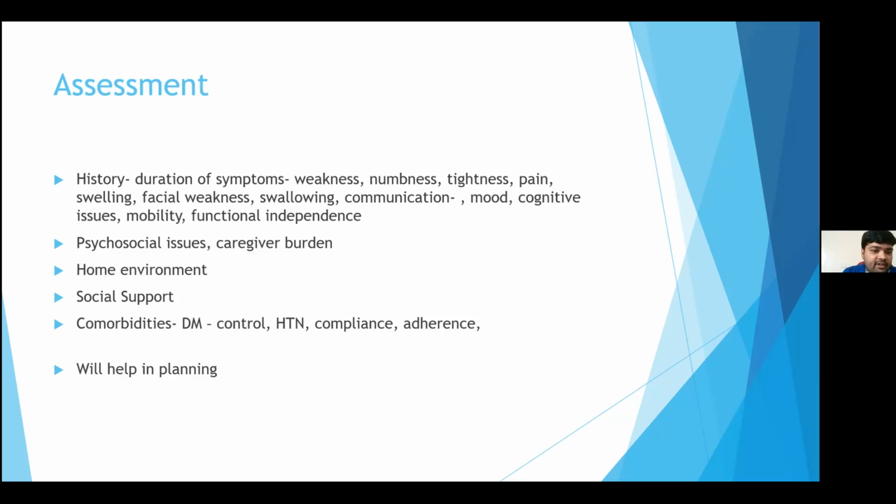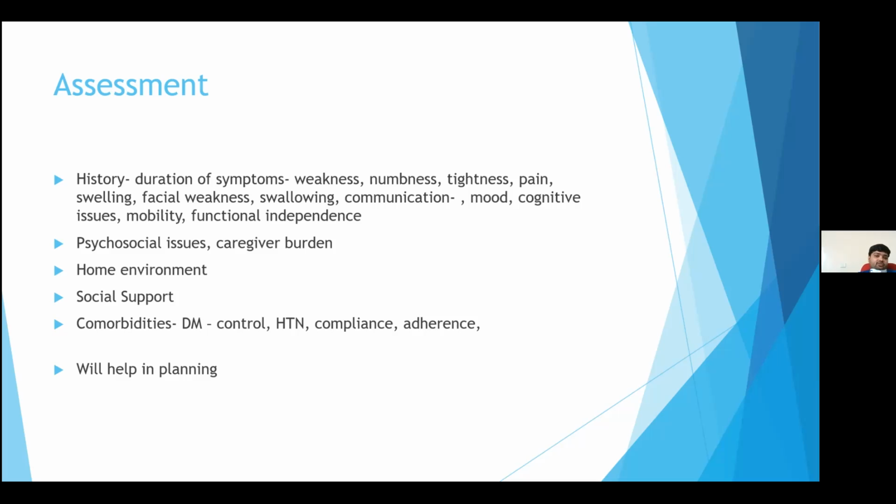And stroke, being a very disabling condition, places an even more significant caregiver burden. And there will be psychosocial issues because even the personality of the patient will change. When you have neuropathies, you can deal with it to some extent. When you have stroke and then you have other afflictions such as cognitive impairment, it becomes much more difficult.